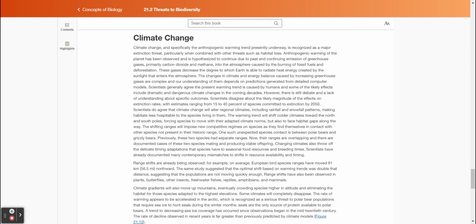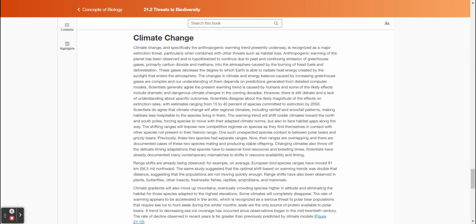Scientists disagree about the likely magnitude of the effects on extinction rates, with estimates ranging from 15 to 40% of species committed to extinction by 2050. Scientists do agree that climate change will alter regional climates, including rainfall and snowfall patterns, making habitats less hospitable to the species living in them. The warming trend will shift colder climates toward the North and South poles, forcing species to move with their adapted climate norms, but also to face habitat gaps along the way.